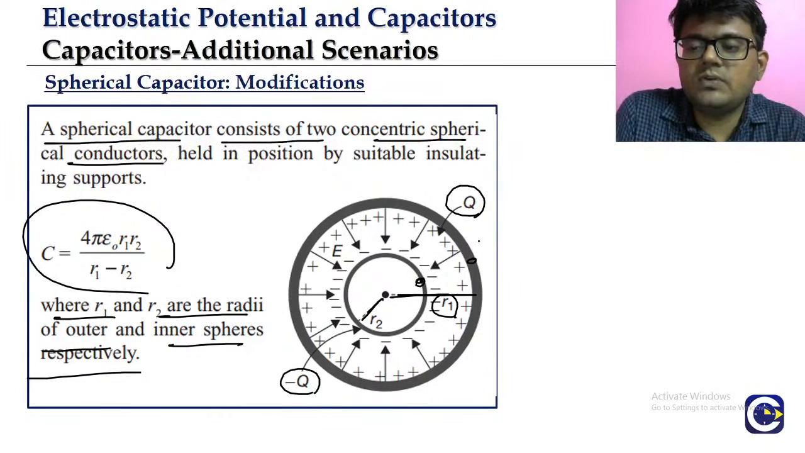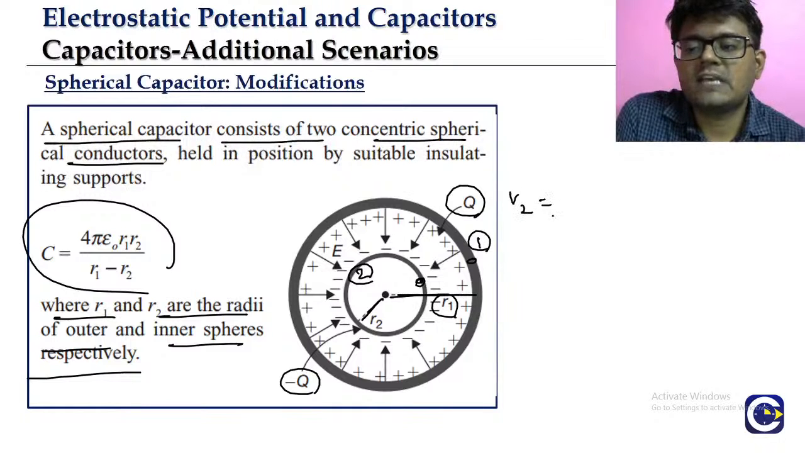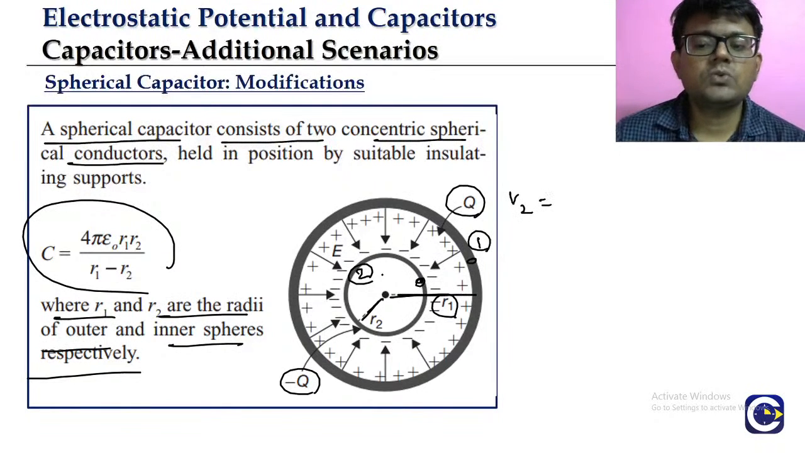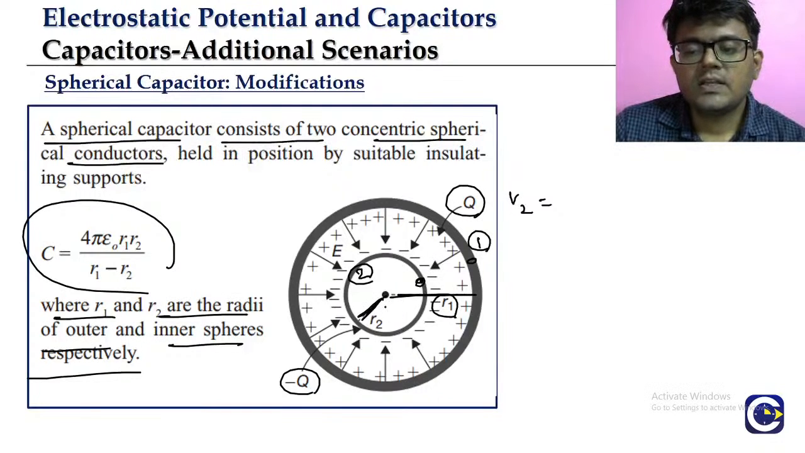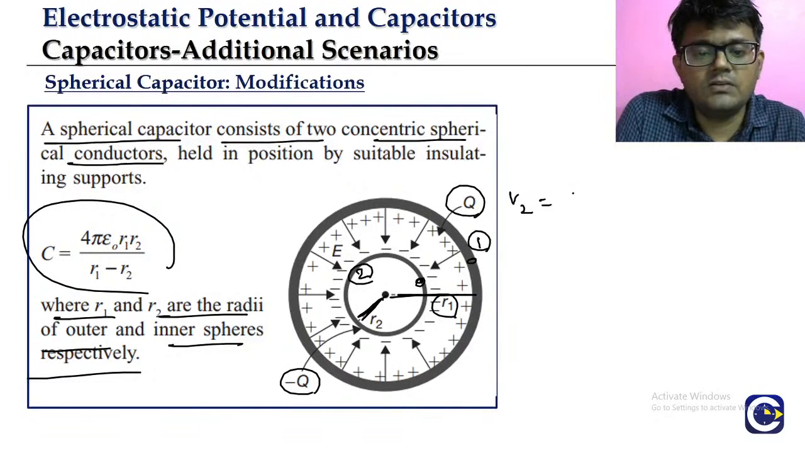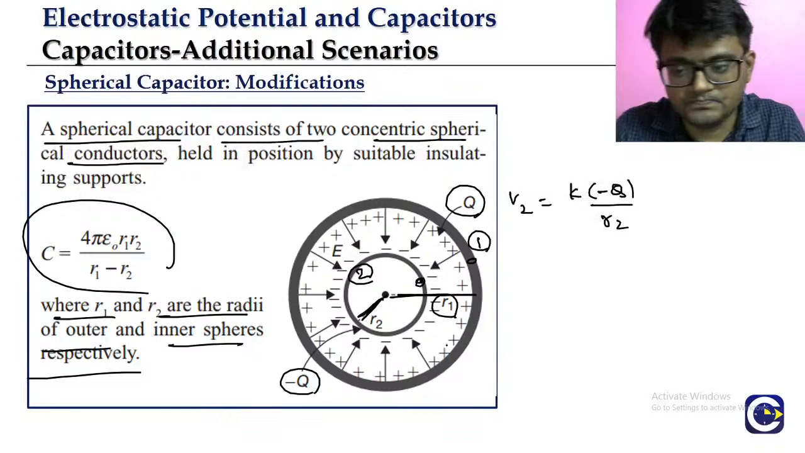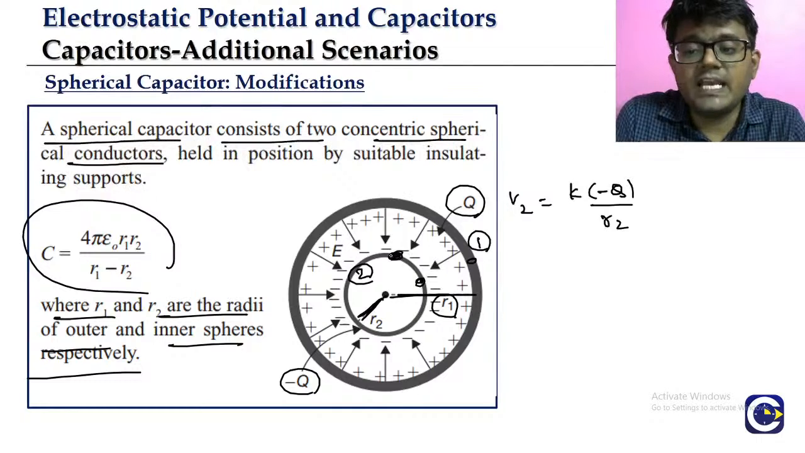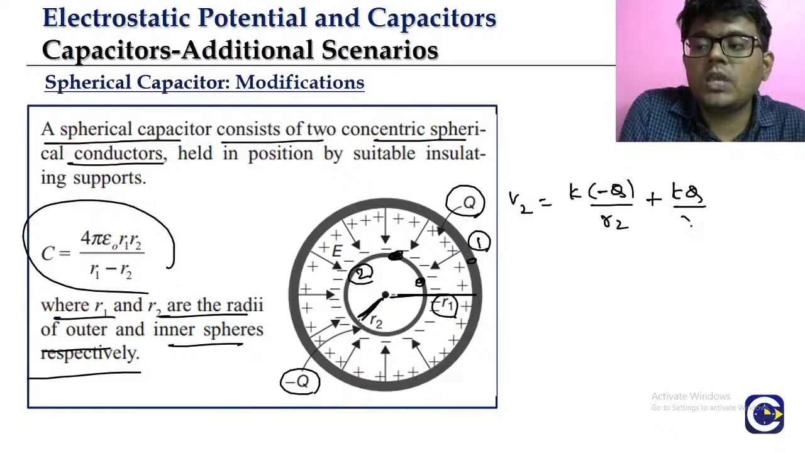So let us name the outer one as 1 and the inner one as 2. We will calculate the potential on the surface of the two. The charge on surface 2 will create a potential, whose value will be K into minus Q by R2. And if you take a point on the surface 2, that is like a point inside the outer spherical shell, so that also will create a potential. What is that potential value? KQ by R1.